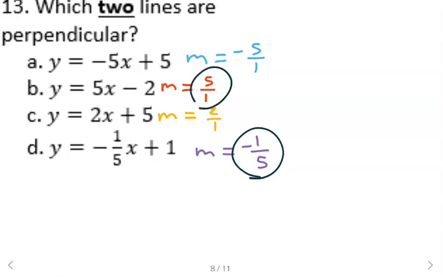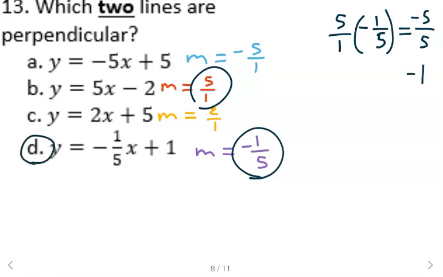Another way to determine that is you would take those slopes, multiply them together, and see if we get -1. 5 times -1 is -5. 1 times 5 is 5. -5 divided by 5 is -1. So the lines that are perpendicular are B and D. Notice that it's saying which two lines, so make sure you circle both of those. A line itself can't be perpendicular, it has to have a second line with it.